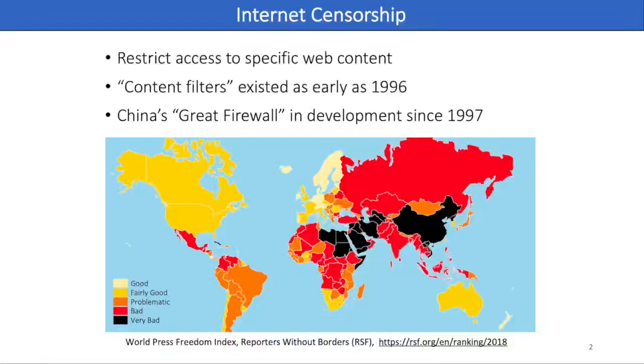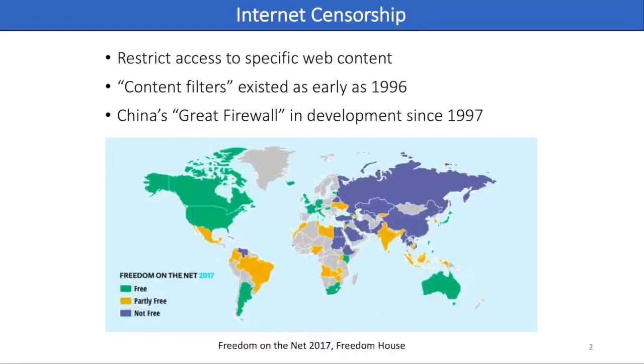Internet censorship, which restricts access to specific web content, has been happening since 1996. Since then, it has become more and more common over the world. Reporters Without Borders issued an annual report on freedom of the press. In this map, the darker the color of the countries, the lower the level of freedom available to journalists. There is another map issued by Freedom House on freedom on the net, and we can see countries that are not free or partially free.